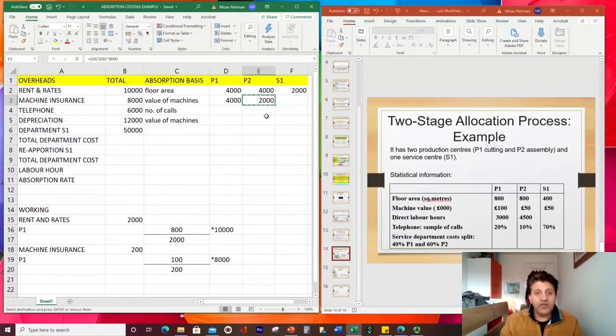And then because P2 and S1 have the same value of machines, we can have exactly the same cost. Again, the cost which we have apportioned totals the same as our actual total. So our calculation is correct.